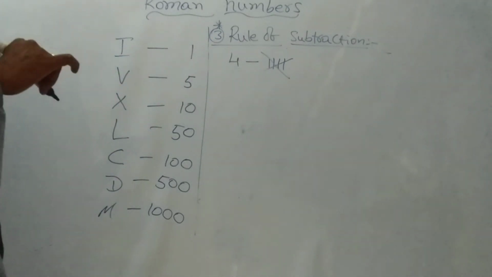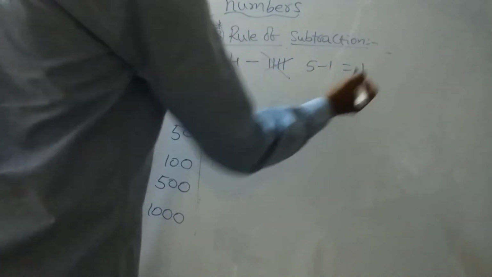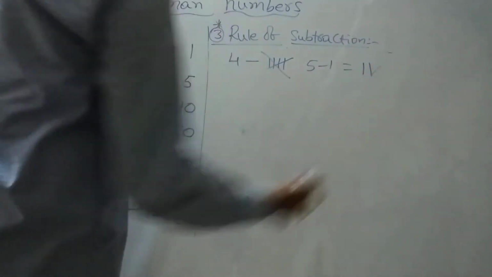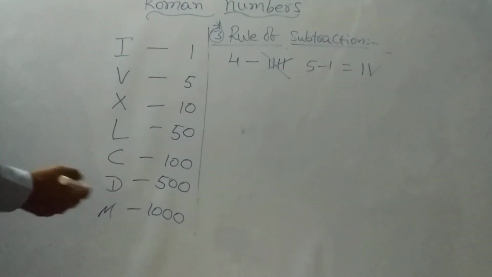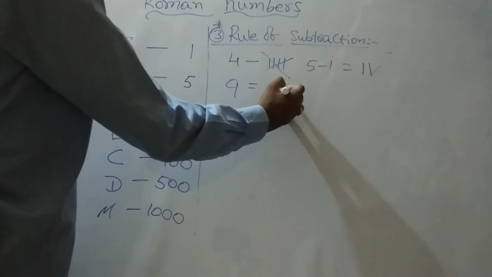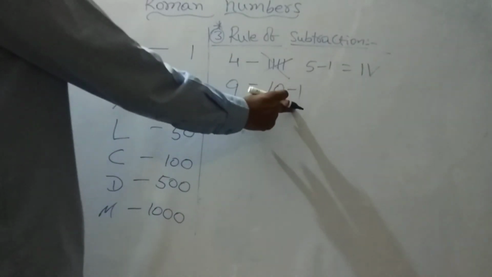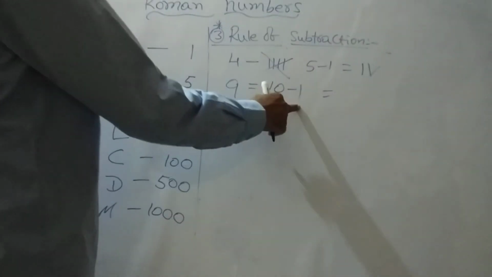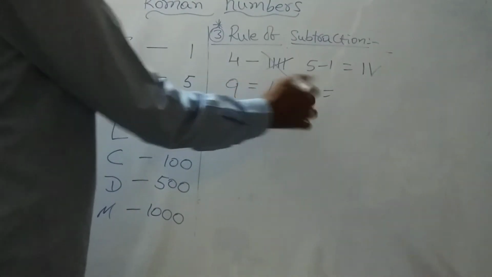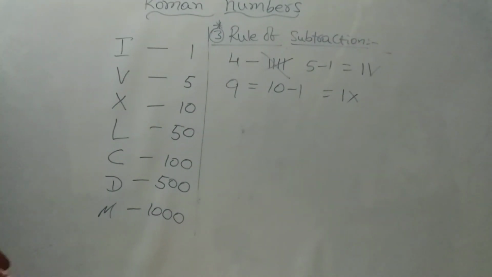But how to write 4? We can write 5 minus 1. That is, we can write the smaller symbol on the left side of the larger symbol. IV. Okay. Suppose you want to write 9, we can write 10 minus 1. Here 10 is the larger, 1 is smaller. We write the smaller symbol on the left side of the larger symbol. What is the larger symbol? 10, symbol X, and we write I before it. Okay. It is what? 9.